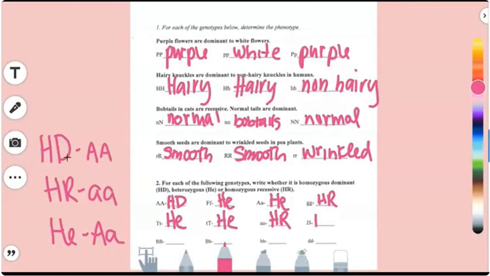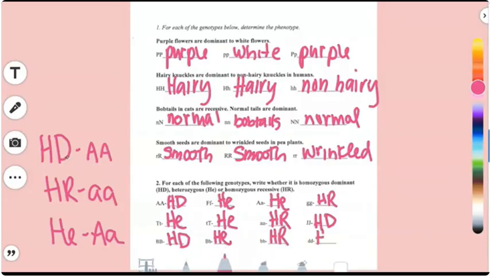Capital, homozygous dominant. Capital, homozygous dominant. Capital lowercase, heterozygous. Lowercase, homozygous recessive. And lowercase, homozygous recessive.